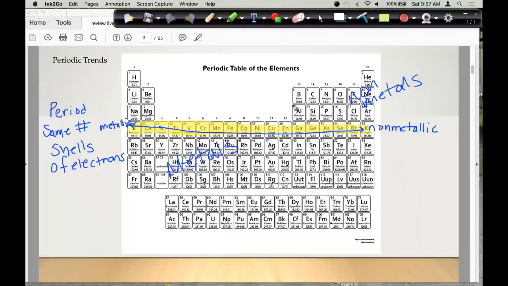We have our staircase around here somewhere, and so over here, the elements that are in this little section around here are going to be our metalloids. I didn't exactly get the metalloids right here. We don't have a zigzag line on this particular table, but it's this general area where we have our metalloids, where the elements have both metallic and non-metallic properties.